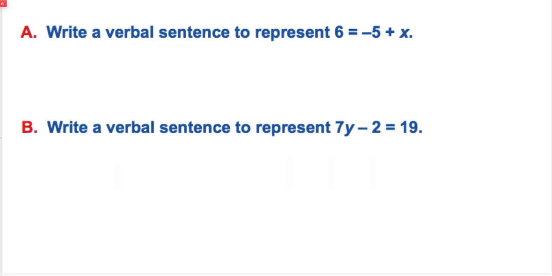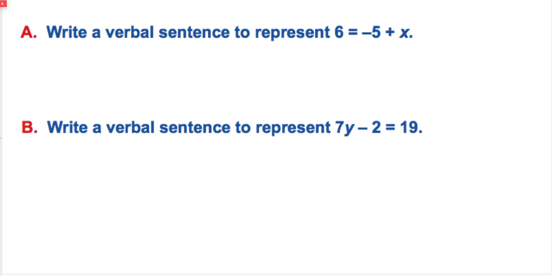So you're going the other direction here. You're writing a verbal sentence to represent this, okay? So go ahead and pause the video, write something out that you think makes sense with these, and then come back and I'll show you what I would write, okay? So for A, we got 6 equals negative 5 plus x, all right?